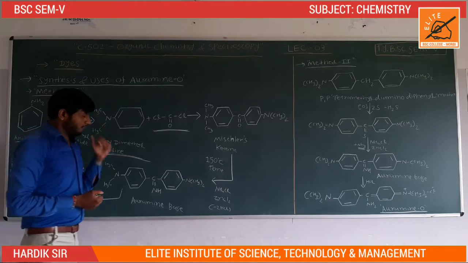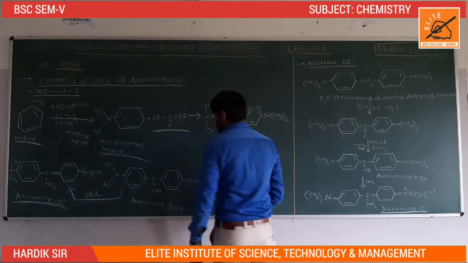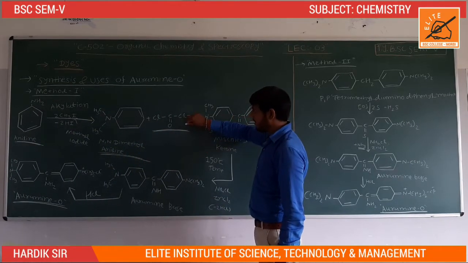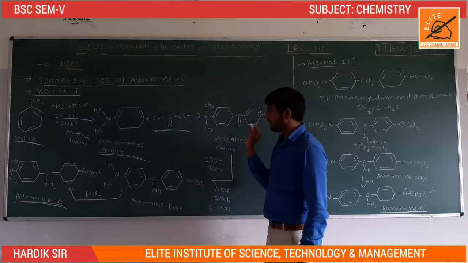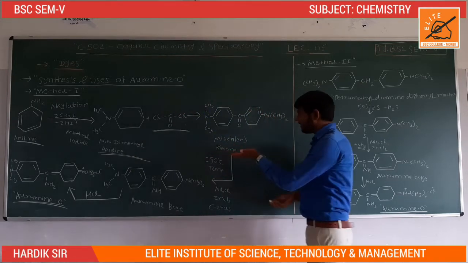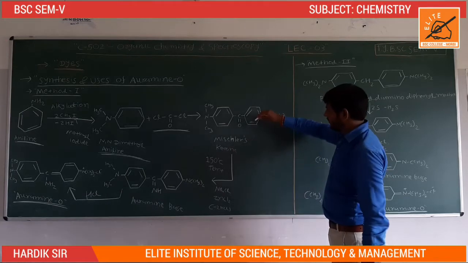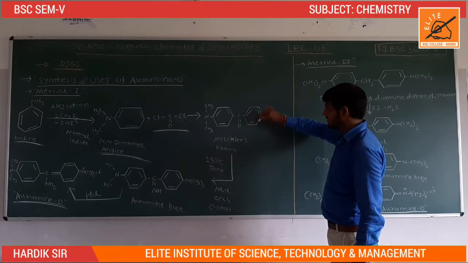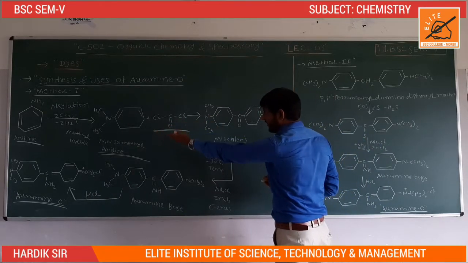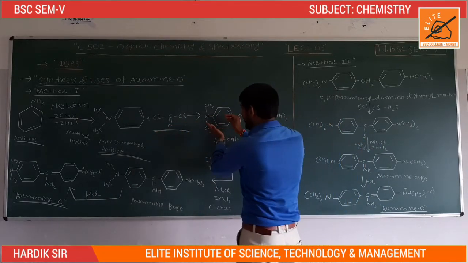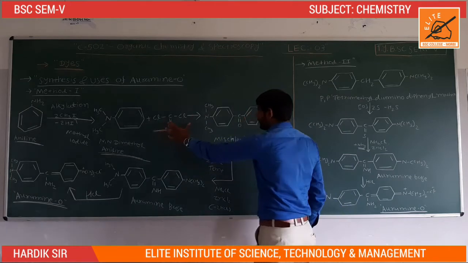Now N,N-dimethylaniline is reacted with carbonyl chloride. This is the structure of carbonyl chloride, Cl, C double bond O, Cl, and it produces Michler's ketone. This structure is Michler's ketone. See the structure of N,N-dimethylaniline and carbonyl chloride.